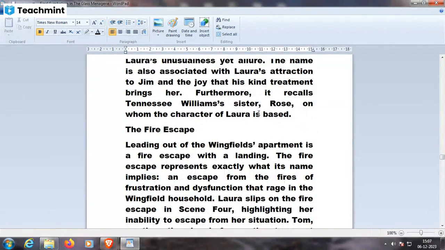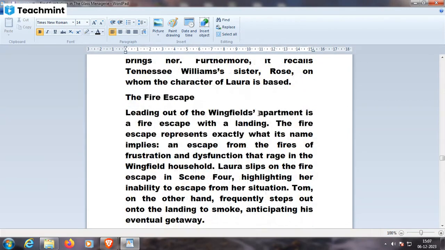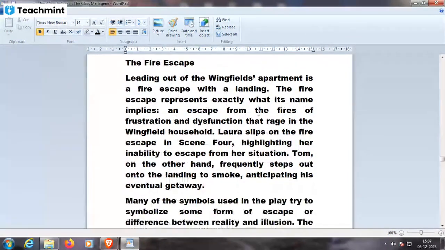Then there comes the fire escape symbolism. Leading out to the Wingfields' apartment is a fire escape with a landing. The fire escape represents exactly what its name implies, an escape from the fires of frustration and dysfunction that rage in the Wingfield household. Laura slips on the fire escape in scene 4, highlighting her inability to escape from her situation. Tom, on the other hand, frequently steps out onto the landing to smoke, anticipating his eventual getaway.